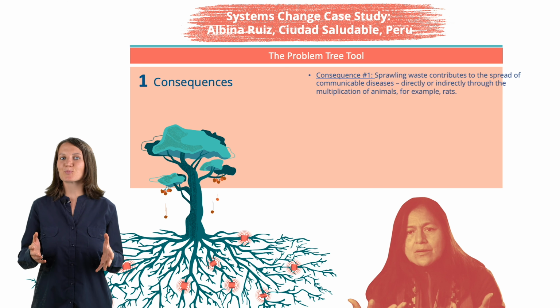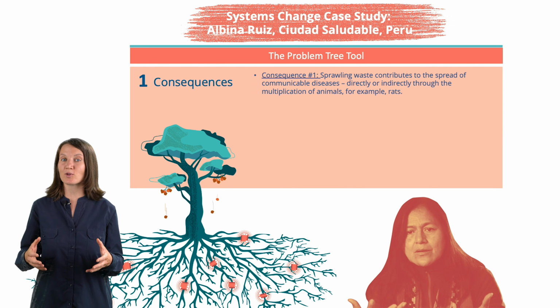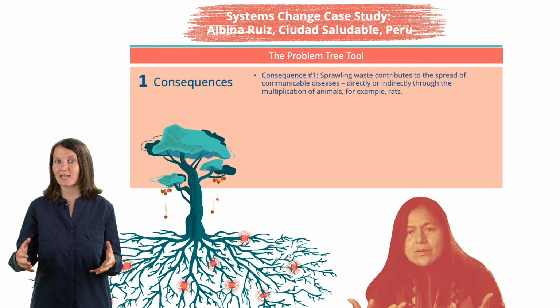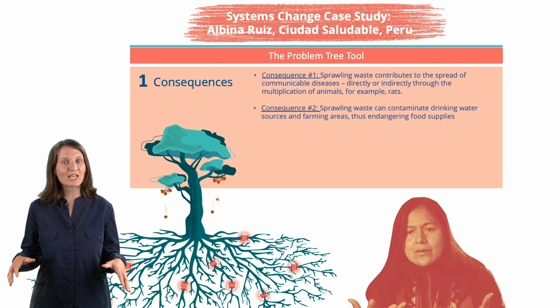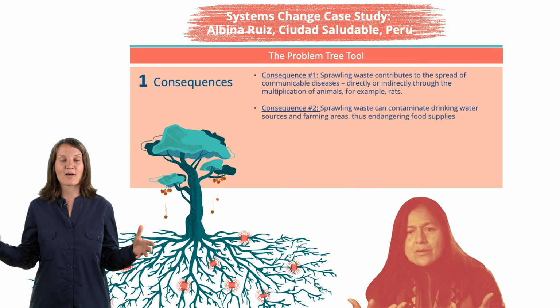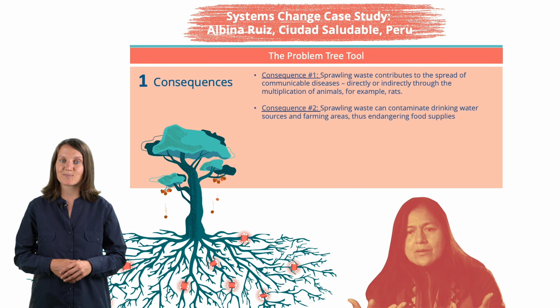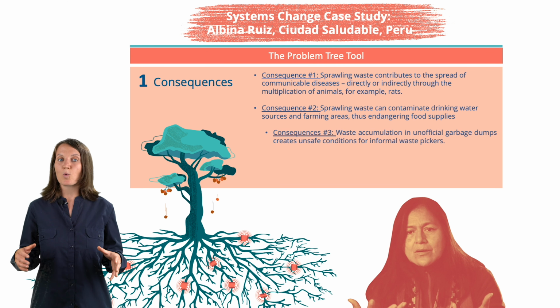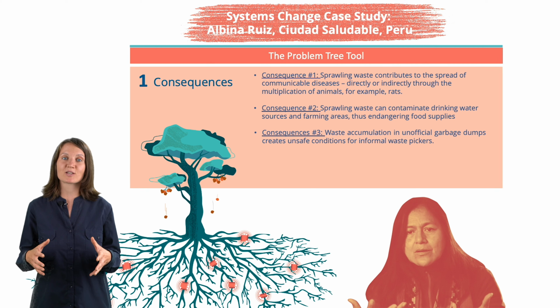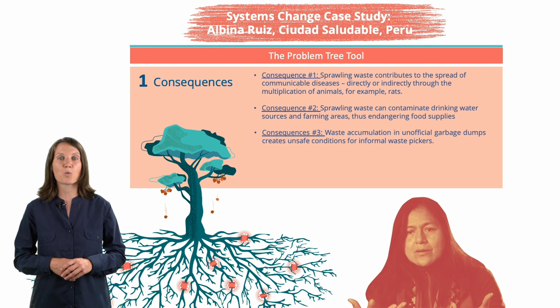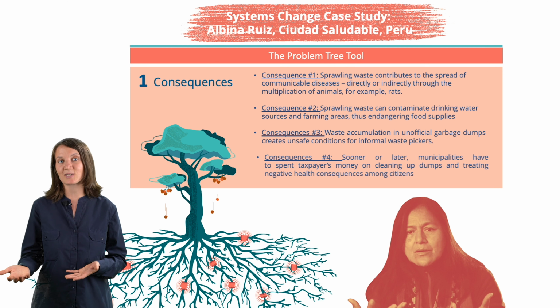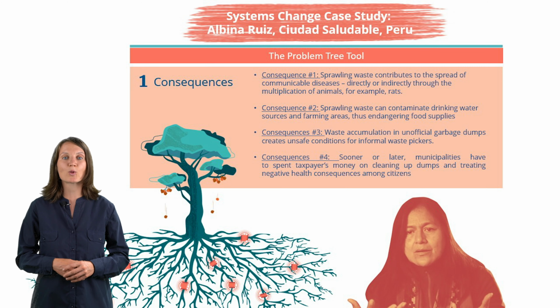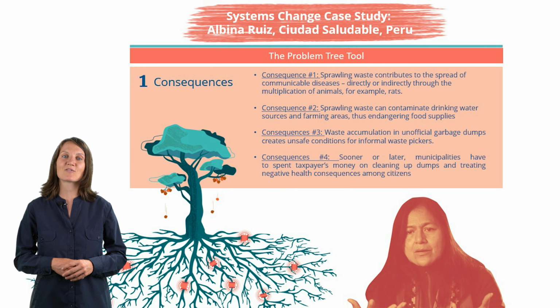Consequence 1. Sprawling waste contributes to the spread of communicable diseases, directly or indirectly, through the multiplication of animals, for example, rats. Consequence 2. Sprawling waste can contaminate drinking water sources and farming areas, thus endangering food supplies. Consequence 3. Waste accumulation in unofficial garbage dumps creates unsafe conditions for informal waste pickers. Consequence 4. Sooner or later, municipalities have to spend taxpayers' money on cleaning up dumps and treating negative health consequences among citizens.